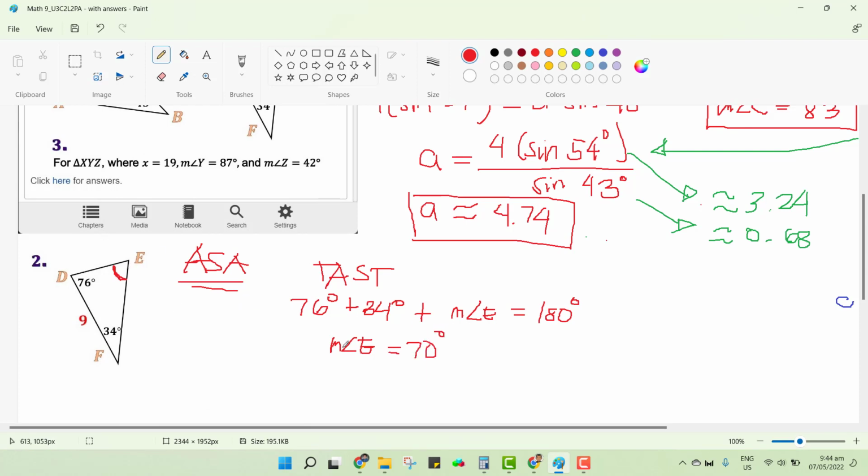Now that we have solved the measurement of angle E, we can use it and pair it with this side here, which stands for a small letter e.